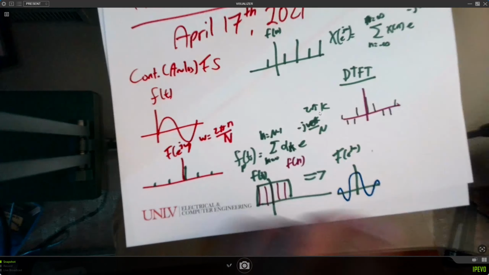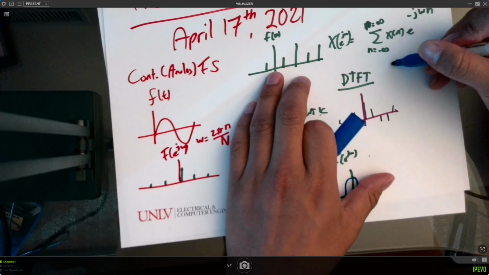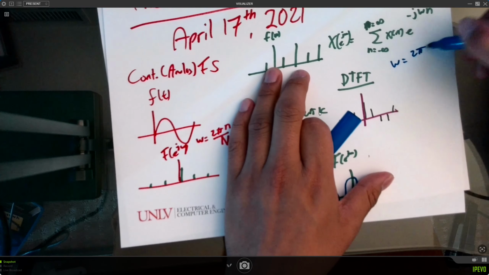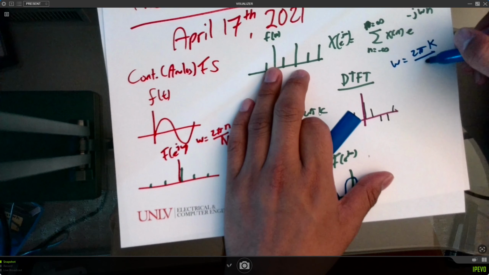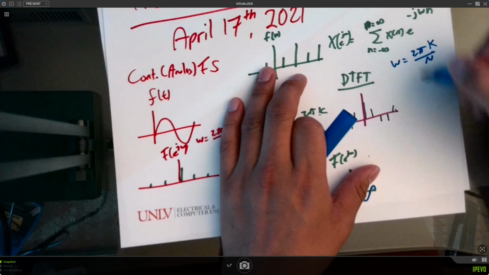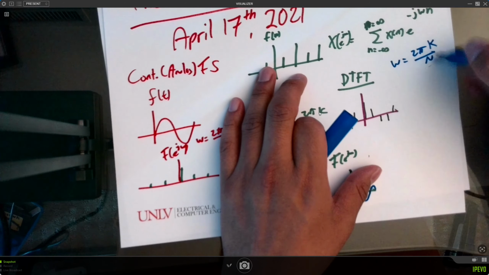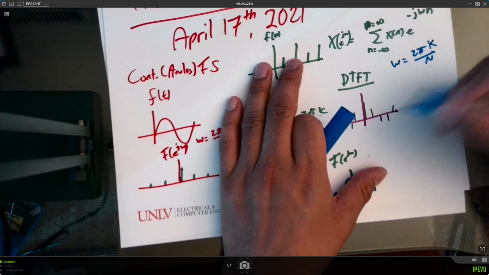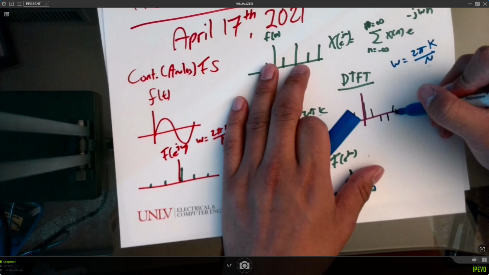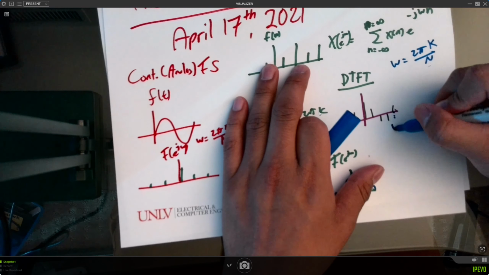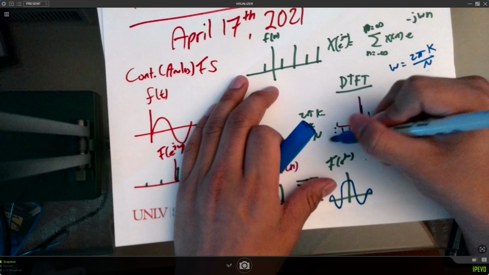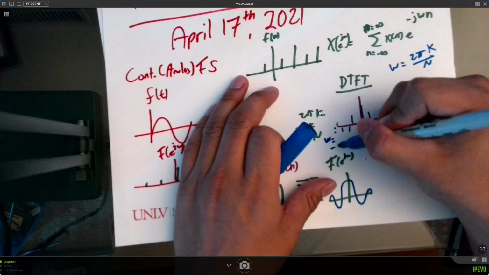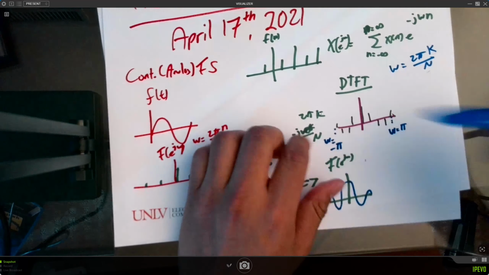So for the discrete time Fourier transform, let's put our condition: omega is equal to 2 pi k divided by N, where N is how many samples we have. And for this final point, depending on what point we end at, let's call this one omega equal to pi, and this right here is going to be omega equal to minus pi.